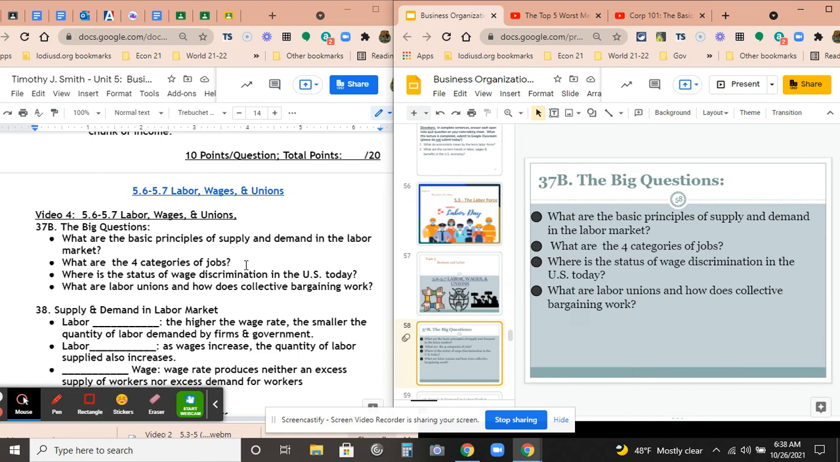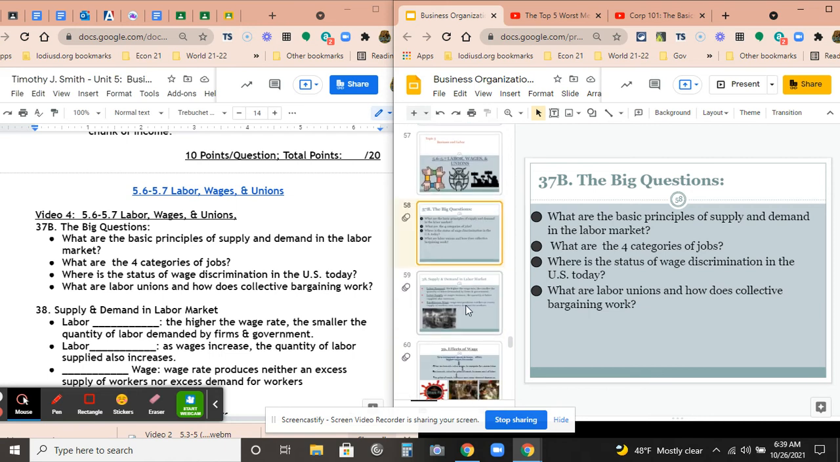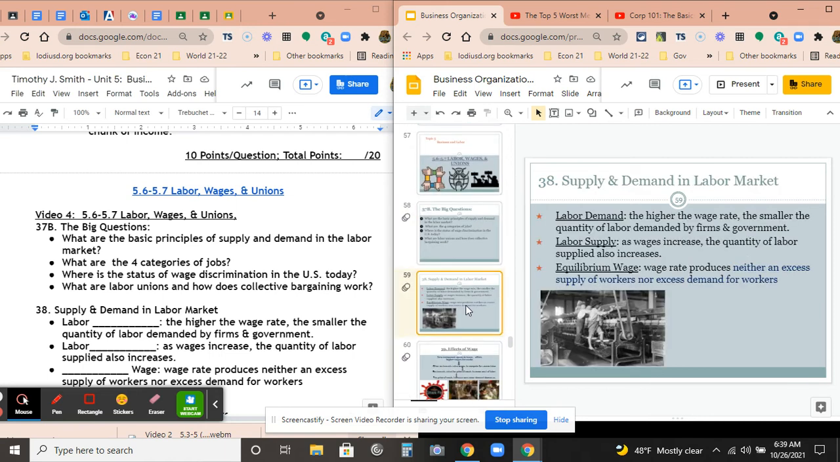What are labor unions and how does collective bargaining work? Labor unions are groups that work together to improve wages and working conditions. How does collective bargaining work? Members of these groups bargain together to improve these things. If they are bargaining individually, they'd have much less power, but by bargaining together, they're much more powerful entities. Because when you're bargaining by yourself, you might be dismissed or ignored, but when you have a group behind you, it changes things.